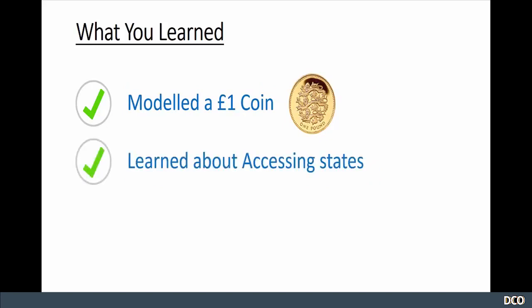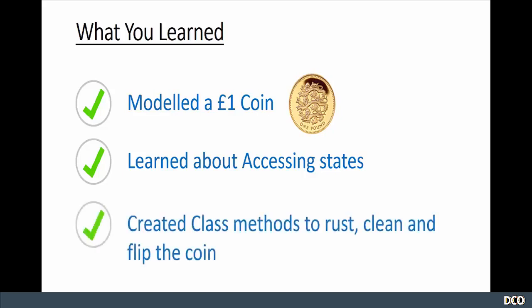We learned about how you can access the states of this object by using the full stop syntax. For example, if we had an object called coin1, or an instance called coin1, coin1.value would get the value of the coin, and you could change these states as well. You could say coin1.color equals green, for example, if you wanted the coin to rust.